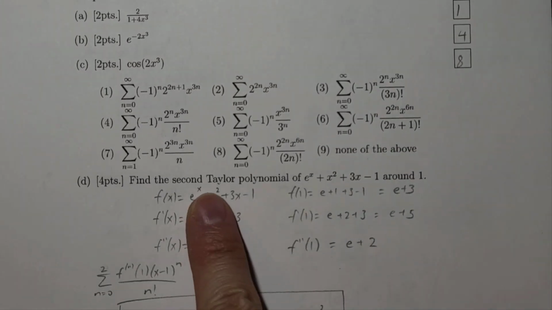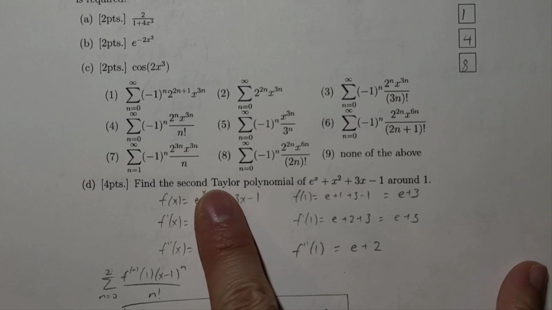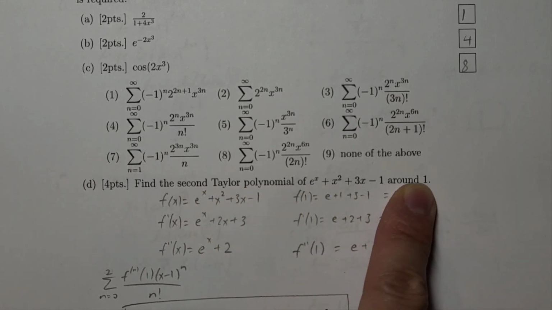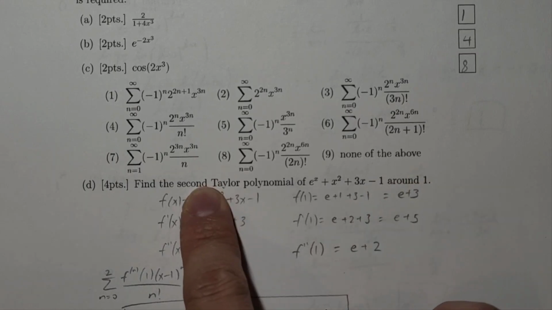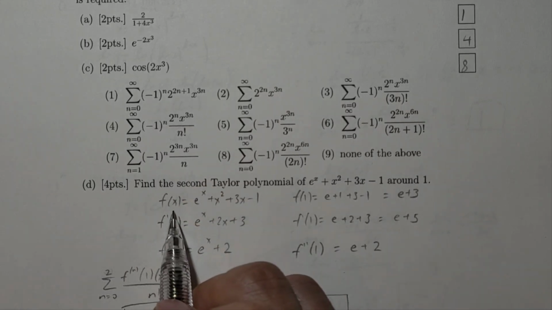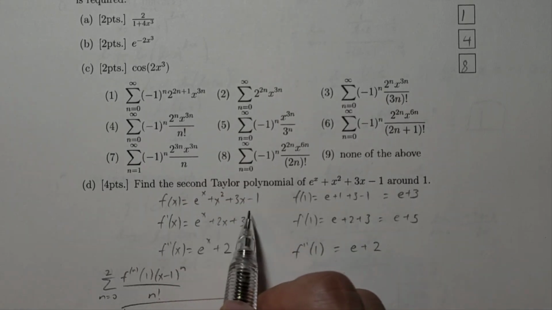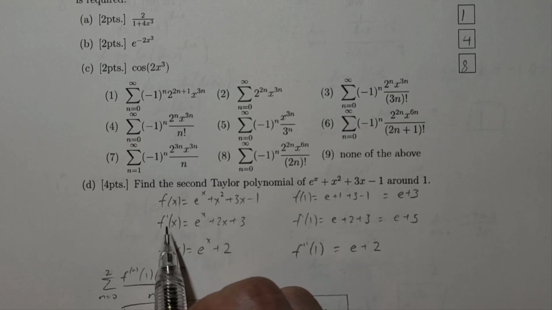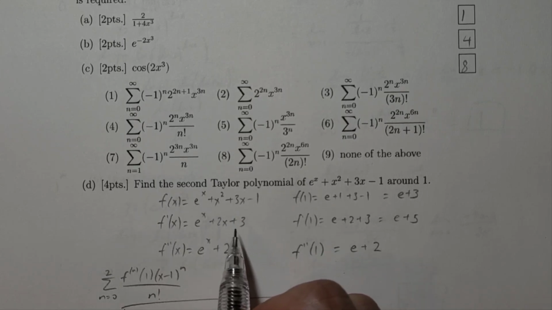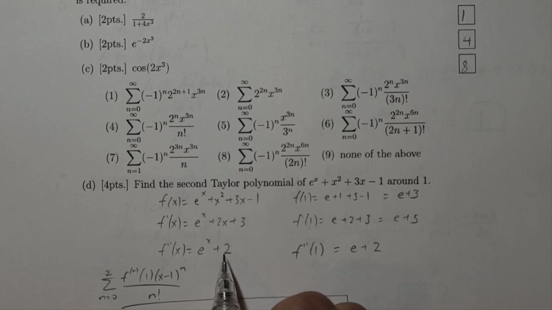Now, to find the second Taylor polynomial, it probably means second degree Taylor polynomial of this guy around 1, we have to take derivatives up to the second derivative, up to the matching degree. So second degree means we take up to the second derivative. If this is the function, we call it f, we need f prime and f double prime. So the derivative of this is just e to x plus 2x plus 3, and then the derivative of this is just e to x plus 2.